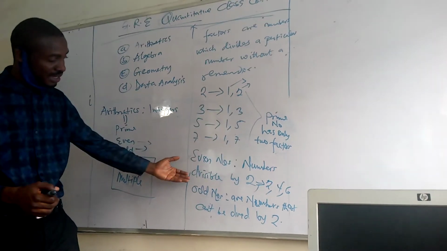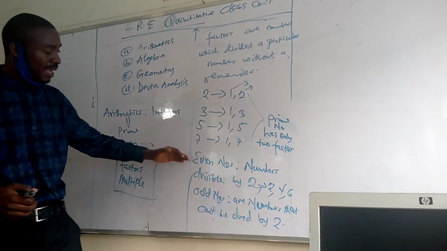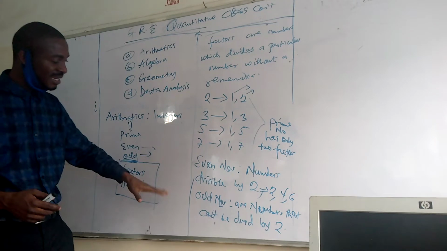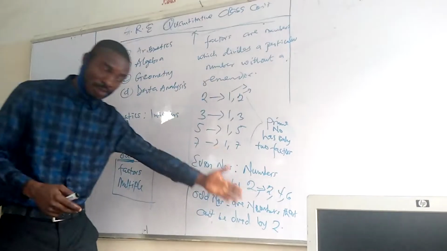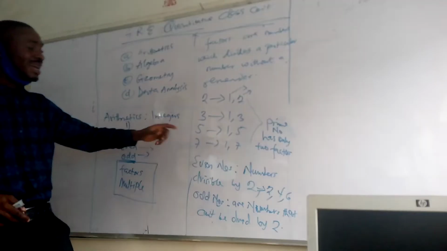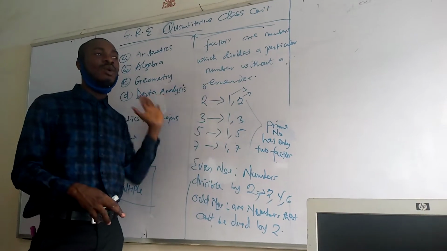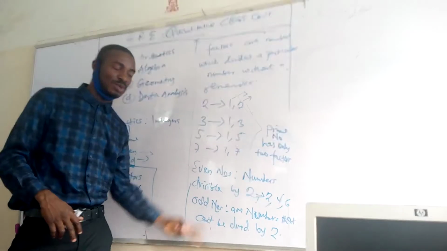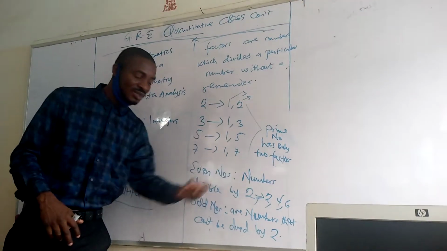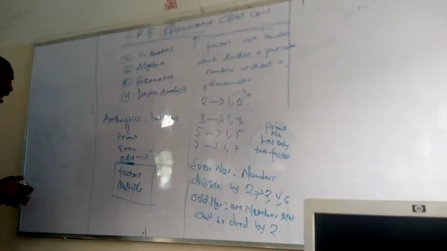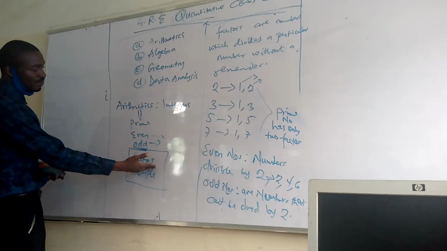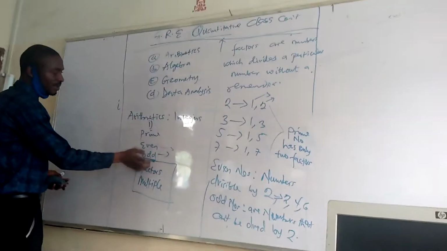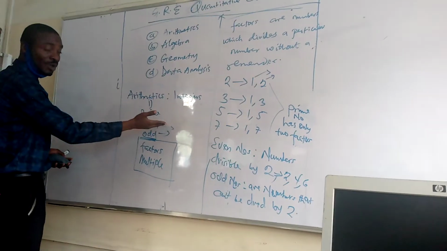Any number divisible by 2 is an even number. Any number that doesn't agree to be divided by 2 is an odd number. And any number that has only two numbers that can go into it without a remainder, which simply means its factors are 2, is referred to as a prime number.